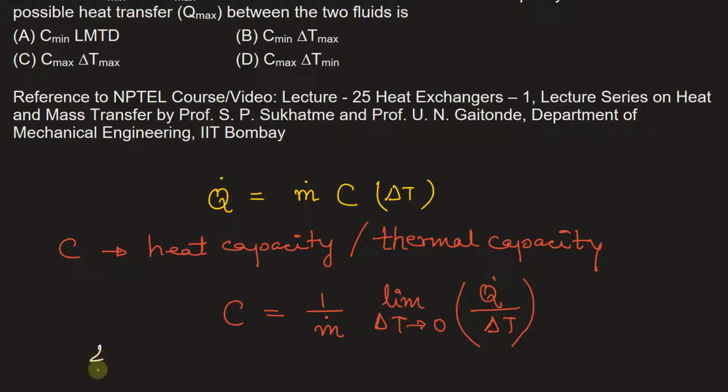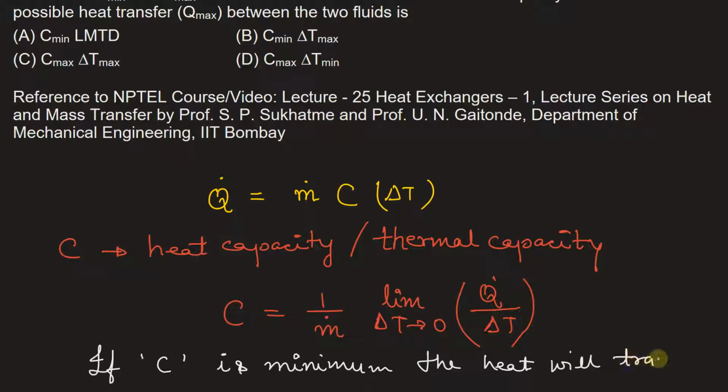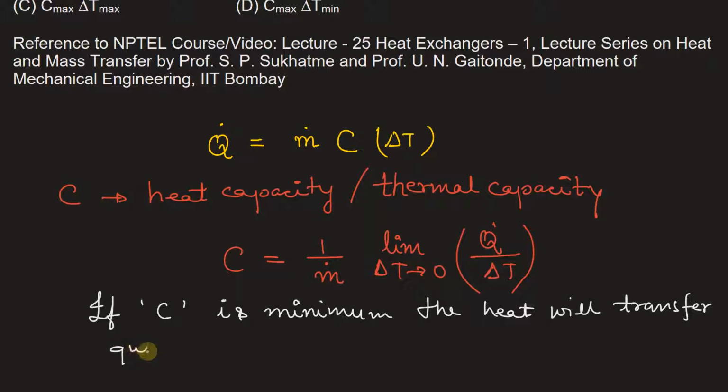Now from here we can say, if the heat capacity rate is minimum, the heat will transfer quickly. Right? Therefore, in order to maximize this heat transfer rate, C must be minimum. The heat capacity rate must be minimum.